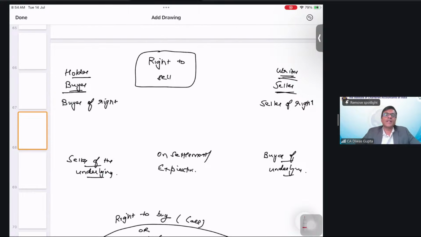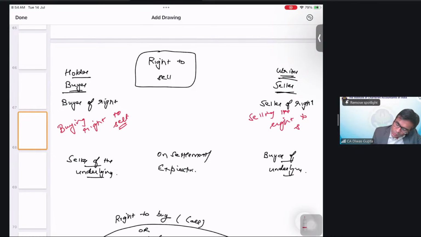Similarly, if we talk about the right to sell, students, the right to sell of an equity share or whatever underlying, the holder is actually buying the right to sell. And here we are selling the right to sell. Always focus on what we are buying or selling. We are only trading here on the right to buy and right to sell, students. Right? So this is an option writer. This is an option holder. And here we're talking about the right to sell.